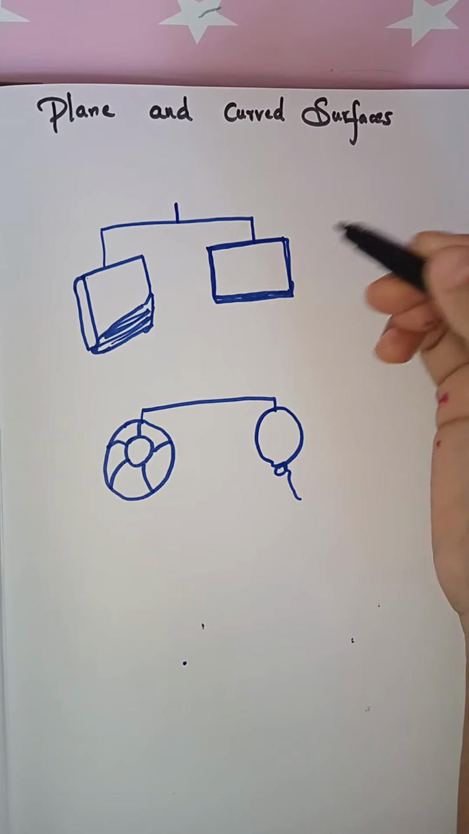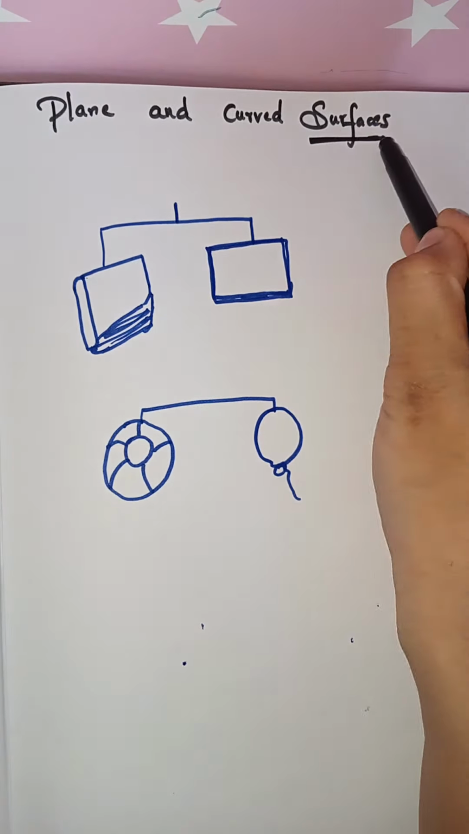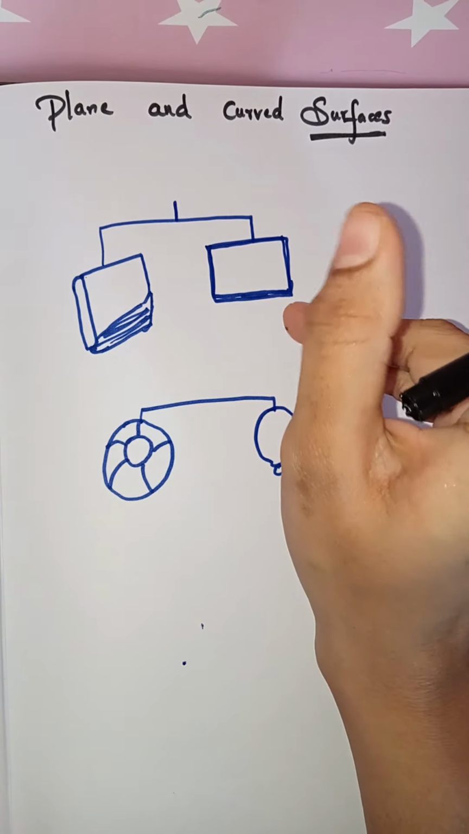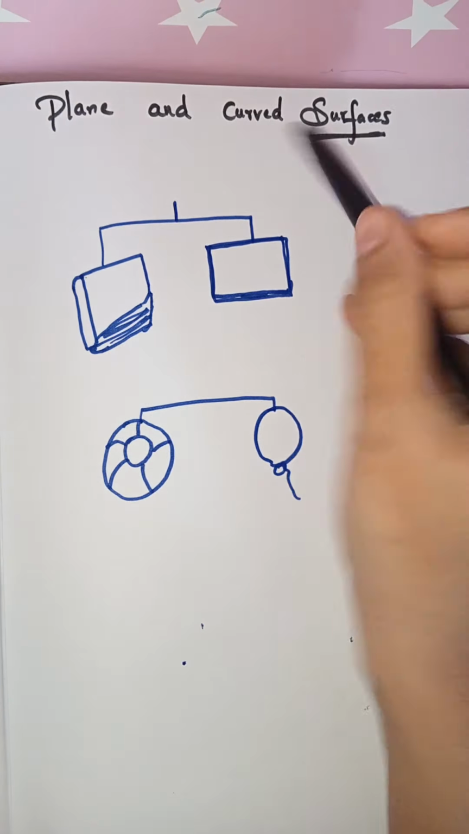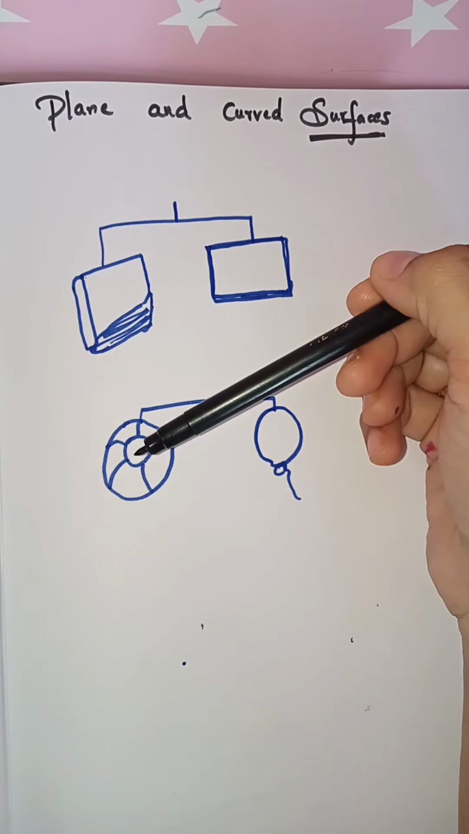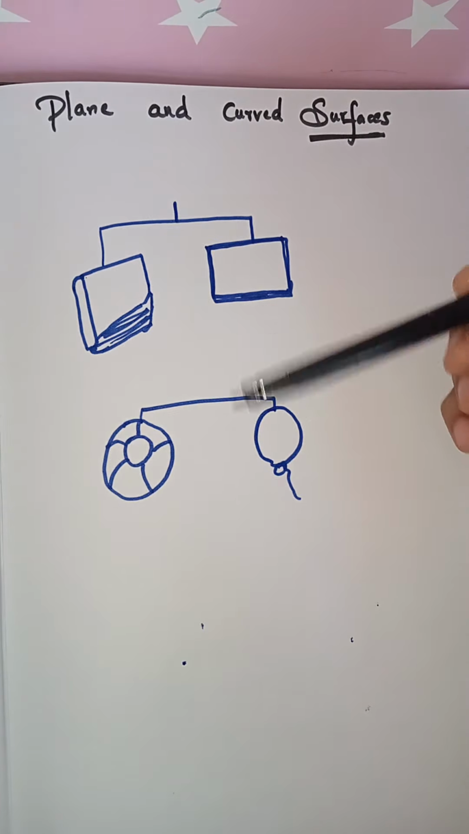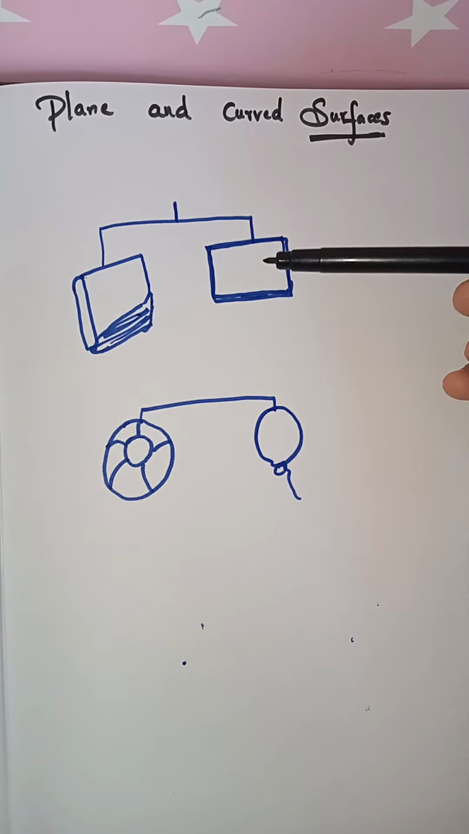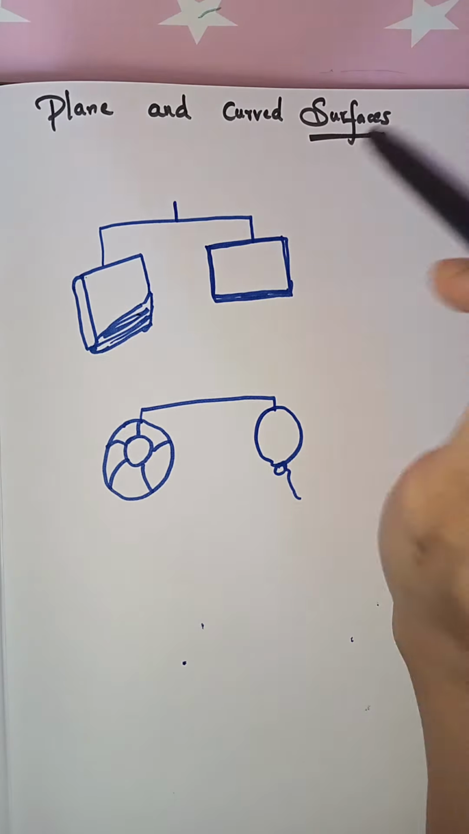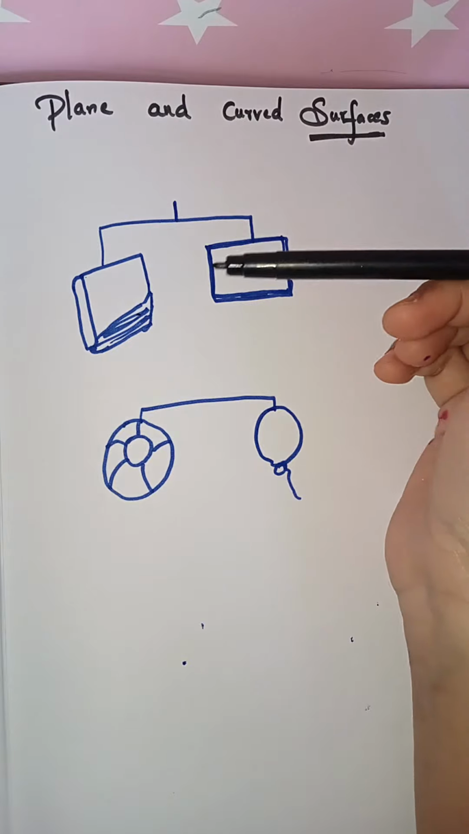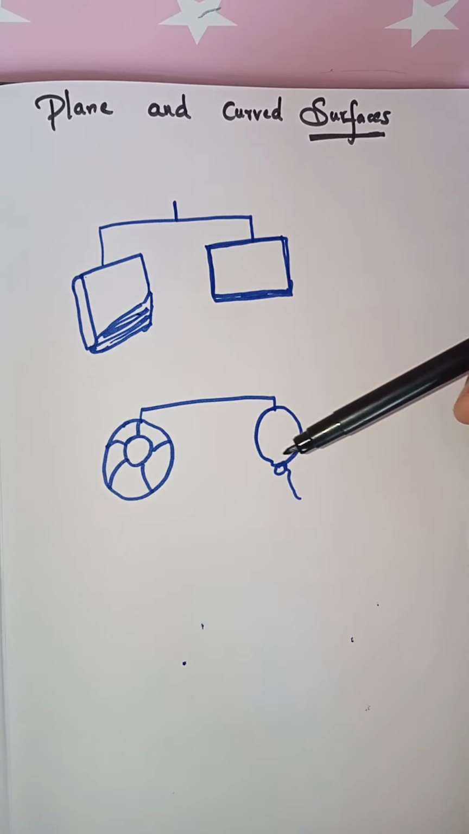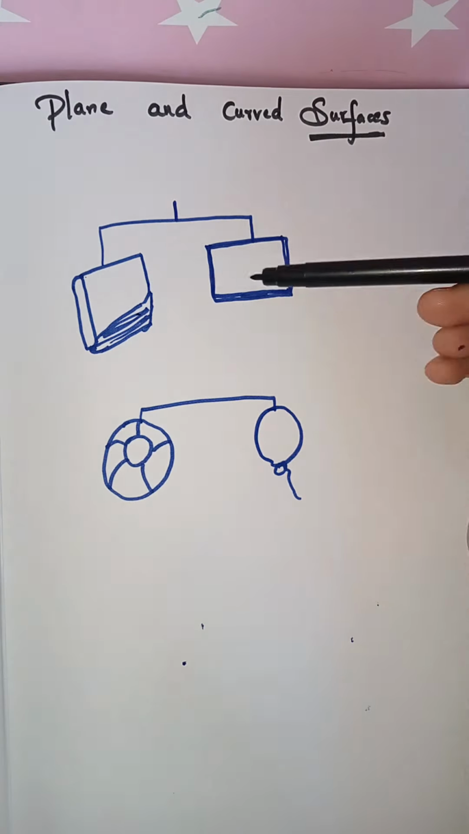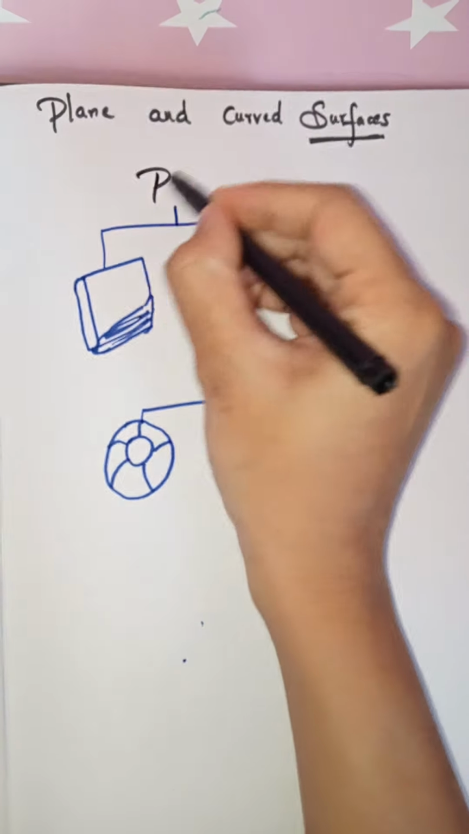A solid occupies space, and the part of the solid which we usually see and touch is called its surface. Here, look at the surfaces which I have drawn. These two are a book and a blackboard. It is not black, I just drew it for assumption. And here it is a ball and here it is a balloon.